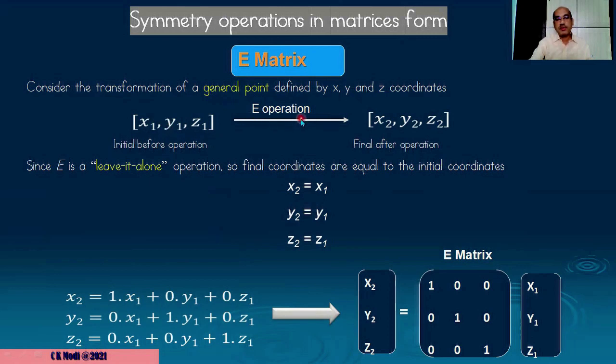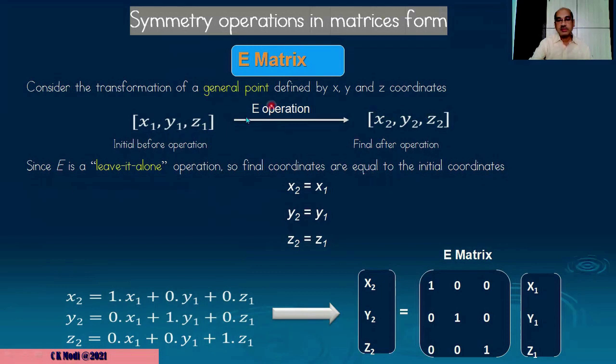Now if we perform the E operation, that means no change is made in the molecule. After the E operation, we assume we get new coordinates x2, y2 and z2. The initial coordinates, before the operation, are x1, y1, z1. After performing the E operation, we get the final coordinates x2, y2 and z2. But we know that the E operation means no change is made in the molecule, a leave it alone operation.